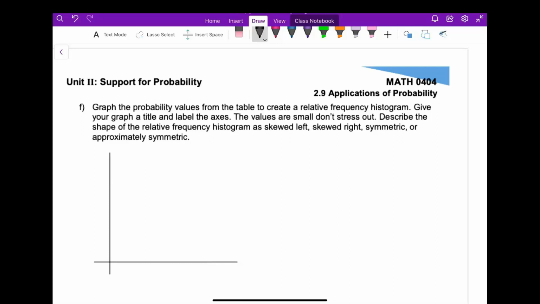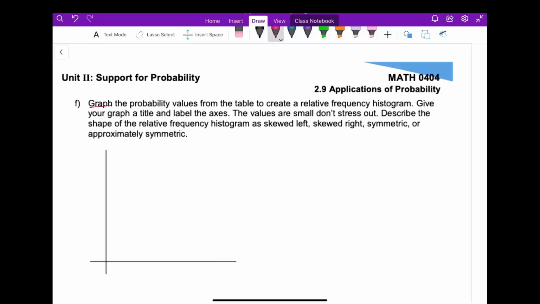Continuing with part F, it says graph the probability values from the table to create a relative frequency histogram. So first of all, what are we graphing? The probability values, and we are creating a relative frequency histogram. I already have the probability values, so I go back and look at the table. It's the values such as 0.6855, 0.1954, everything we just found in the previous little problem set. And then we're going to create a relative frequency histogram.